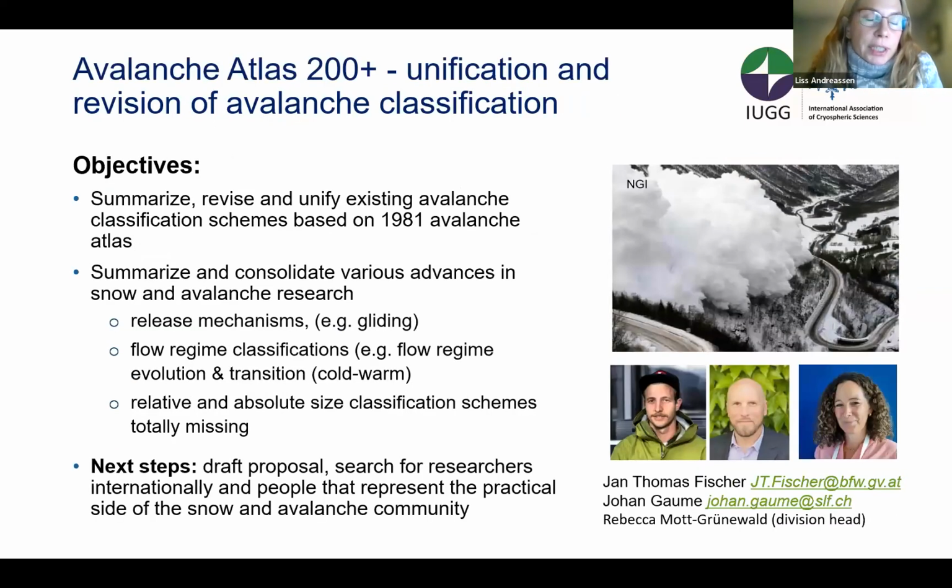Then we have another working group, Avalanche Atlas 200+, unification and revision of avalanche classification. This belongs to the Snow and Avalanche division. And the objectives there are to summarize, revise, and unify existing avalanche classification schemes based on the 1981 Avalanche Atlas, and summarize and consolidate various advances in snow and avalanche research.